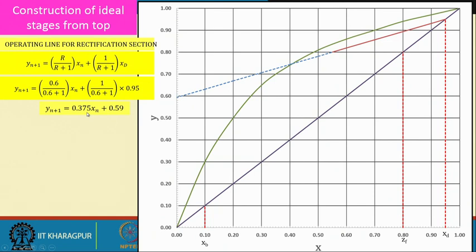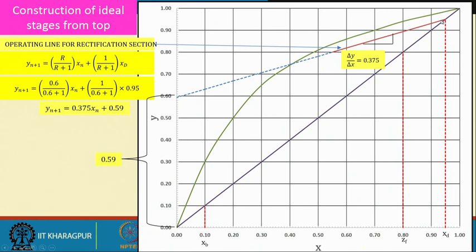Either I do by slope, or we can take the y-intercept, and these have been shown in the figure now, that this is the y-intercept, this is 0.59, or we can go by the slope. So, I can use either the intercept or the slope to draw the operating line from point XD.